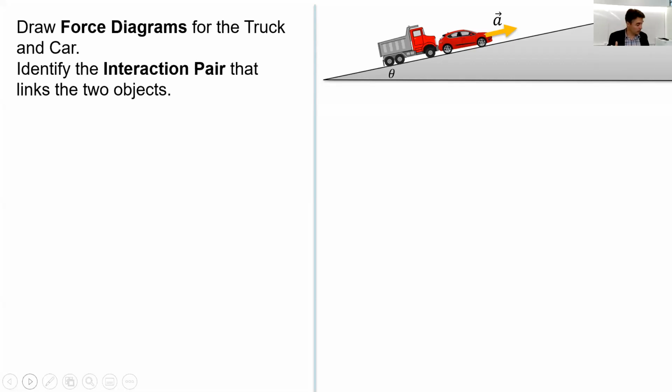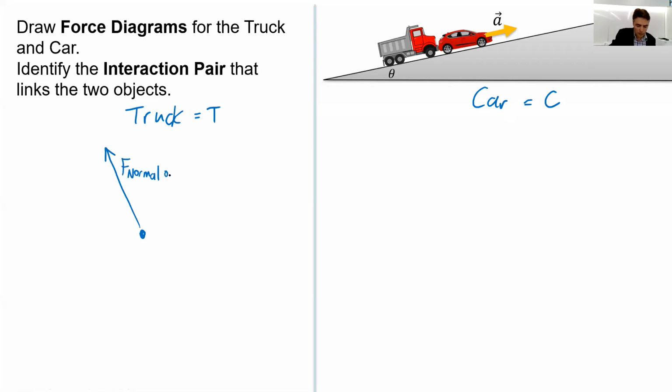Okay. What I wanted to do is go back to that whole question of why this system is able to accelerate up. And we're going to talk more about static friction now. Let's draw force diagrams for the truck and the car and identify the interaction pair that links these two objects. Here's the truck, which I'm going to call T, and I'm going to do one for the car over here, which I'm going to call C. The force diagram for the truck: there's going to be a tipped normal force, F normal, on the truck, because it's on a tipped surface. There's going to be the downward F E on the truck, that's the gravity force.